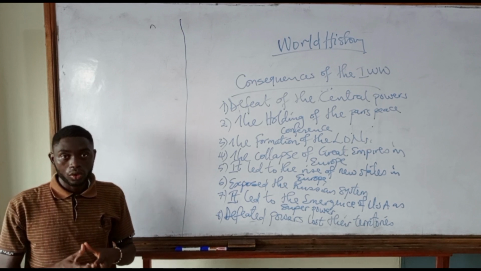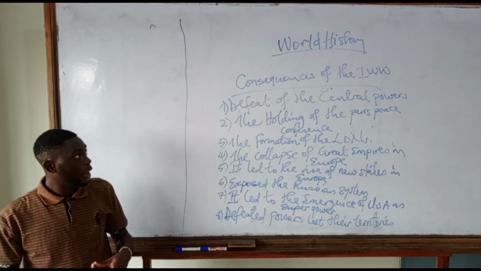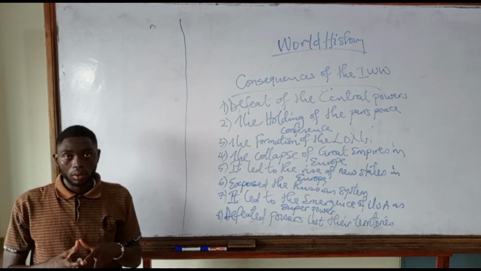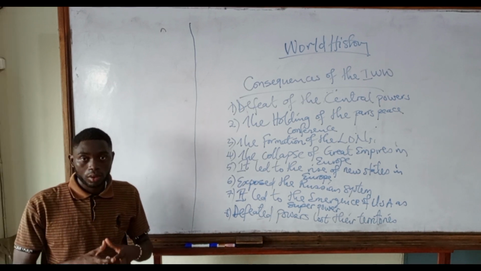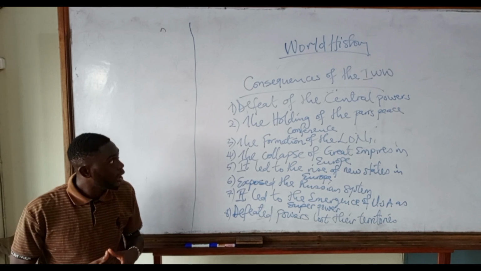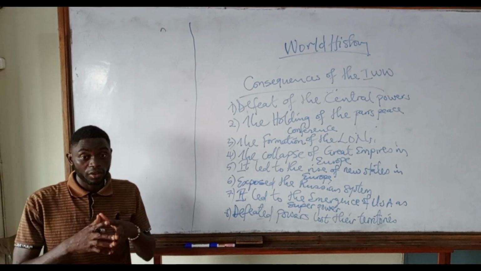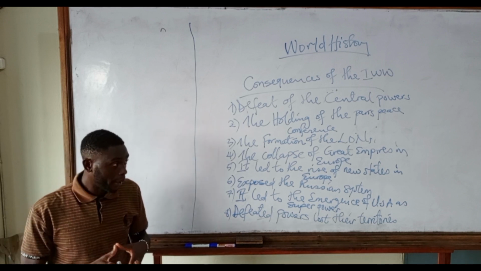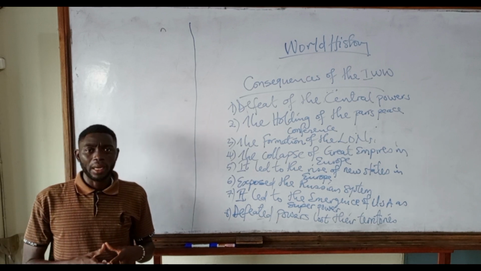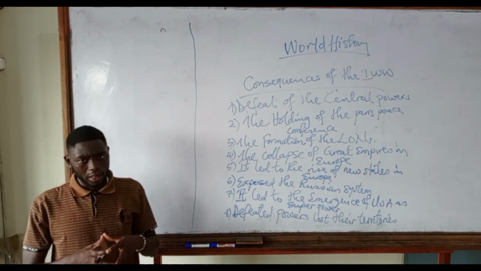We are going to continue with our lectures, and here we'll be working on the consequences of the First World War. In our previous lectures on this topic, we have worked on the causes of the First World War. We've looked at why Italy left the Triple Alliance and joined the Triple Entente.